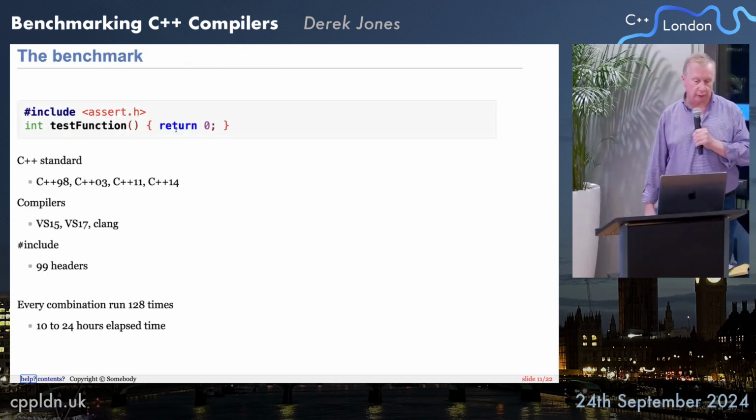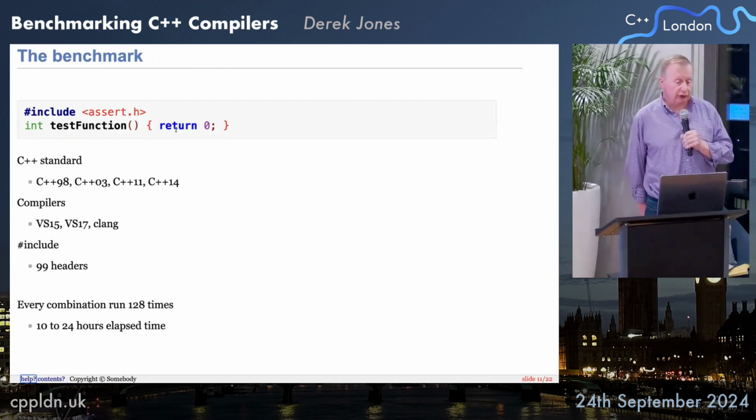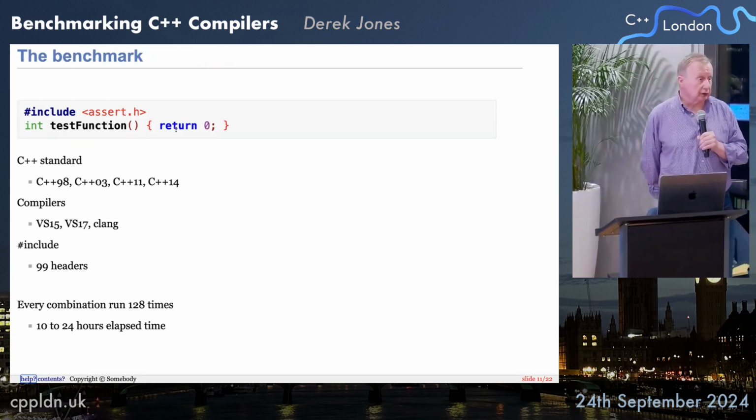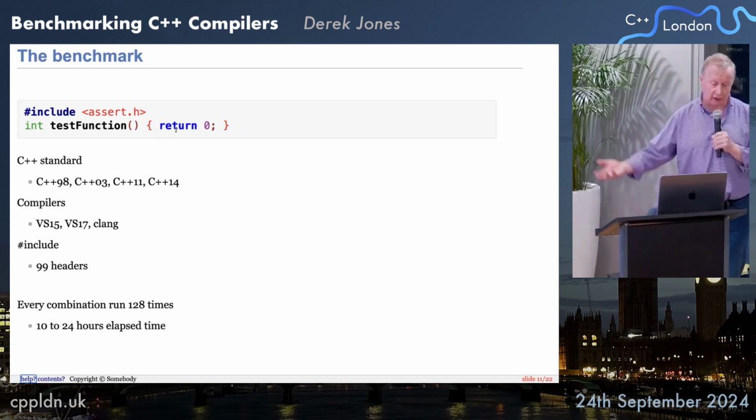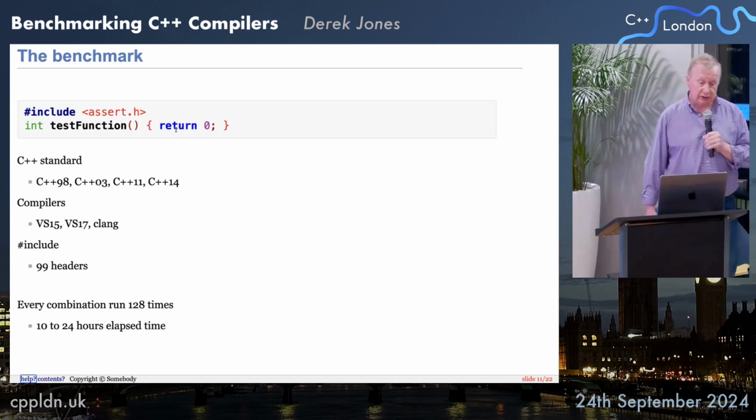So this is what he wanted to do. He wanted to measure how long it took to compile each header. And he used 4 different versions of the C++ standard, 98, 03, and so on. He used, I don't know whether you treat Visual Studio 15 and 17 as 2 different compilers, and he used Clang, and 99 different headers. So the idea is he'd include a header, compile it.